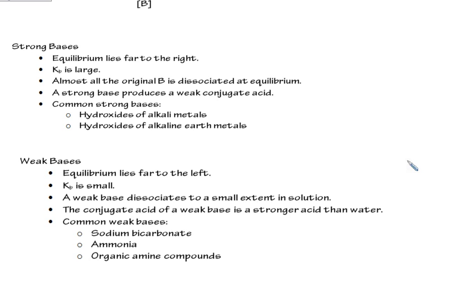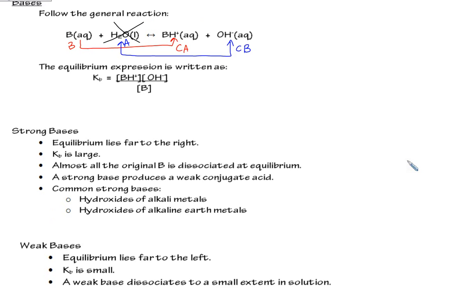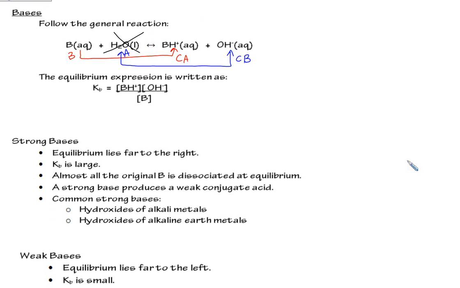It says a weak base dissociates only to a small extent in solution. And the conjugate acid of a weak base is actually a stronger acid than the water. So if I go back to this original expression, now in a weak base, this thing favors the reverse. So now this must be more likely to lose hydrogen than water. That conjugate acid must be a stronger acid than the original water, more likely to produce hydrogen ions.